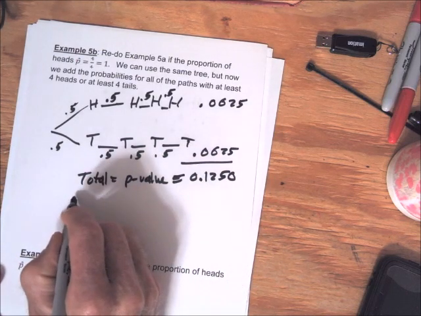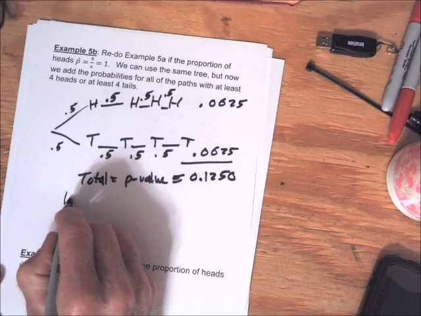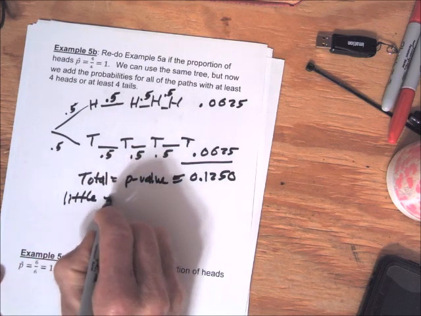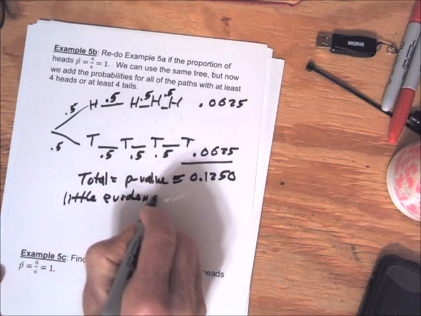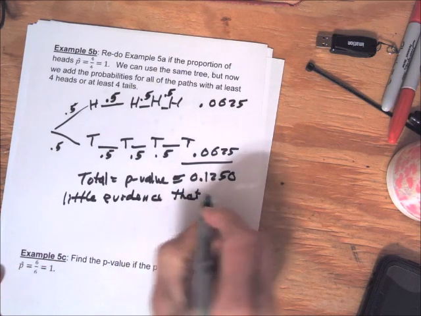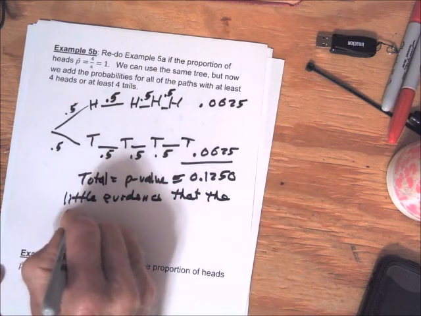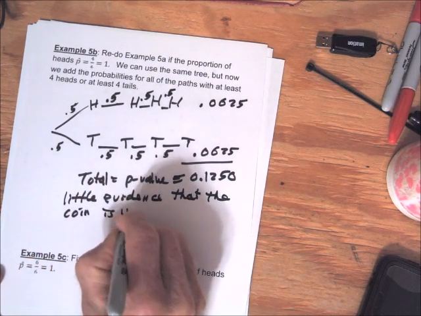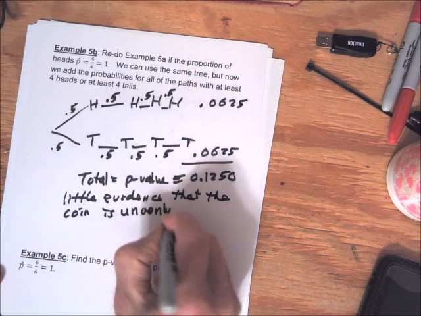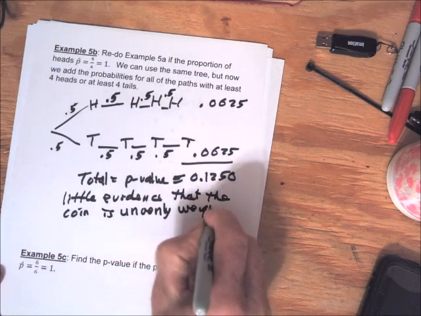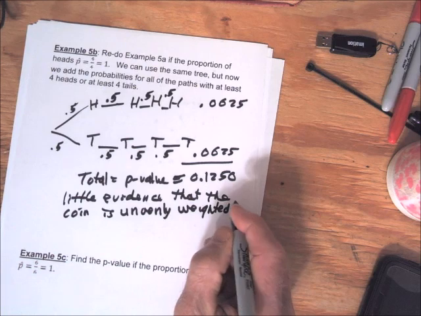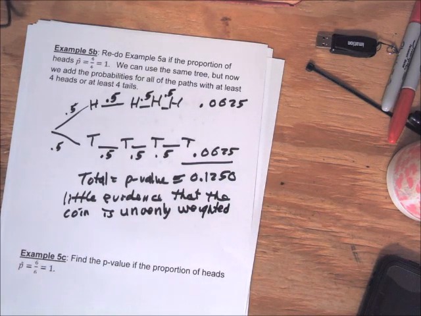So it's little evidence. The sample provides little evidence that the coin is unevenly weighted. Maybe it is, maybe it isn't. We don't know. When we fail to reject H0, we don't know whether H0 is true or not. We just say that there's not enough evidence to say either way.